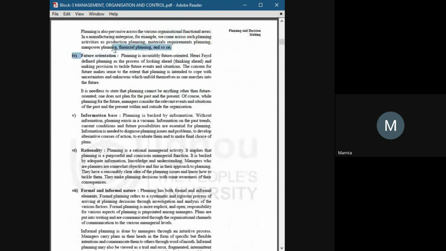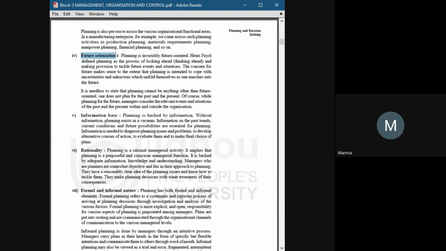Future orientation. Planning is done for the future only. We are creating a roadmap for our future goal. So planning is invariably future oriented. Henry Fayol defined planning as a process of looking ahead or thinking ahead and making provision to tackle future events and situations. We do planning considering future situations.